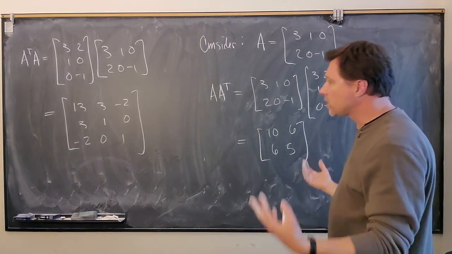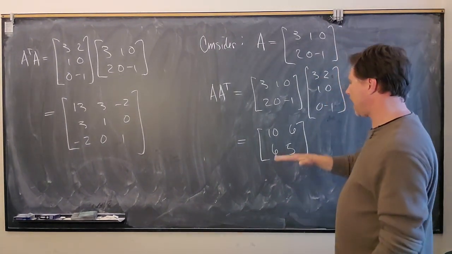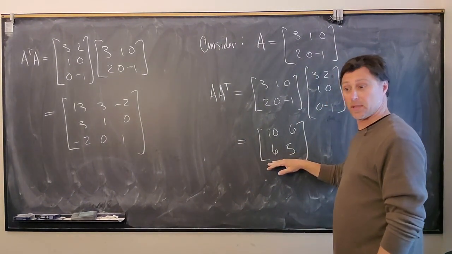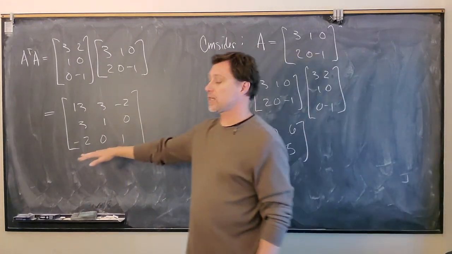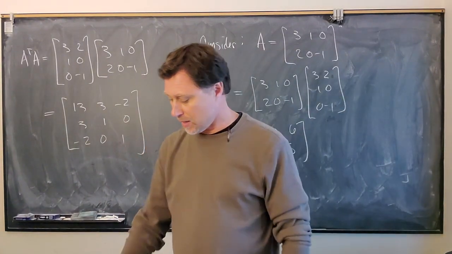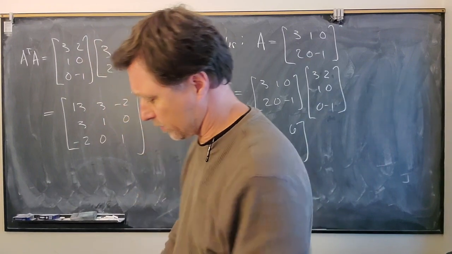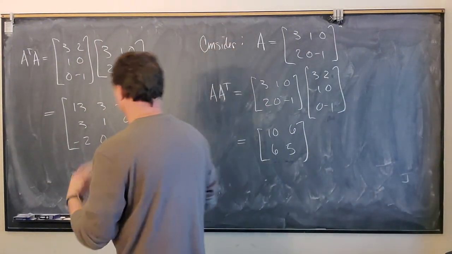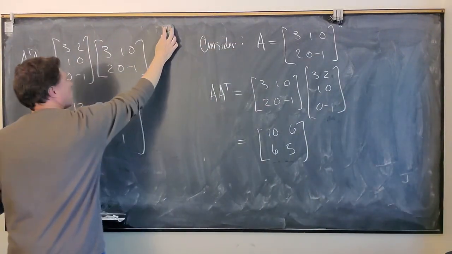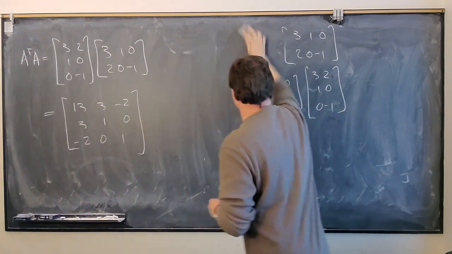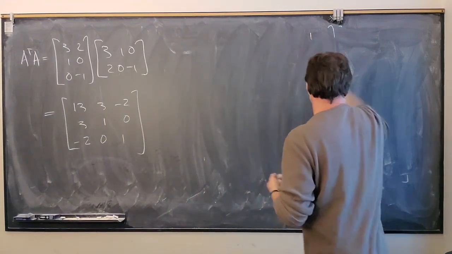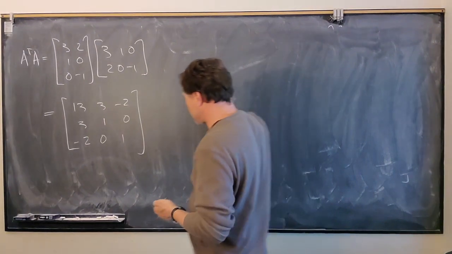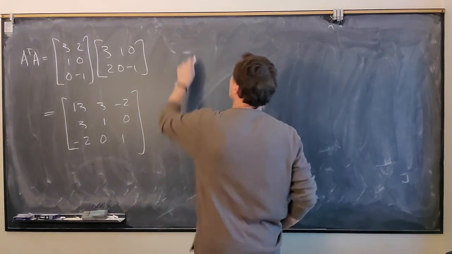Now, what are you supposed to notice here? A times A transpose is symmetric, and so is A transpose times A. Now, was that just some sort of amazing thing? Was this a coincidence or not? Well, let's look at it in general.